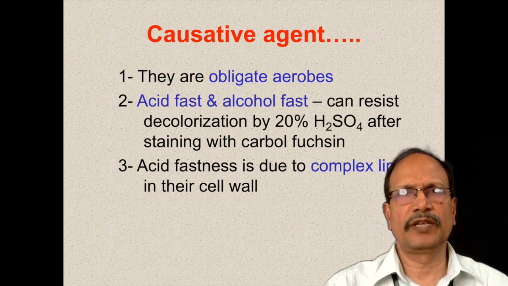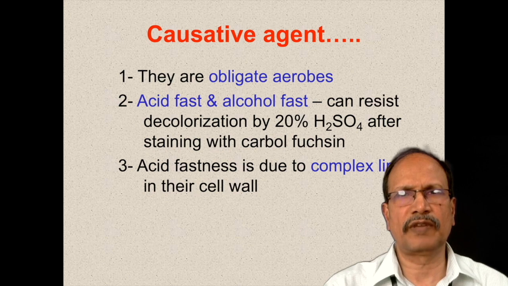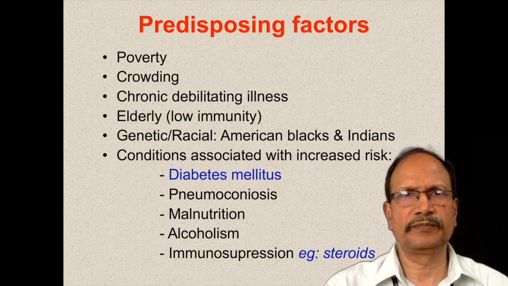The causative agents, Mycobacteria, are obligate aerobes, that means they require oxygen for their survival, and they exhibit two properties. One is acid fastness and the other is alcohol fastness. They can resist decolorization by 20% H2SO4 after staining with carbol fuchsin. This acid fastness is due to complex lipid that is present in their cell wall. So the important point here is the acid fastness and the alcohol fastness of the tuberculosis bacillus. We use this property to identify these bacilli under the microscope in our labs.